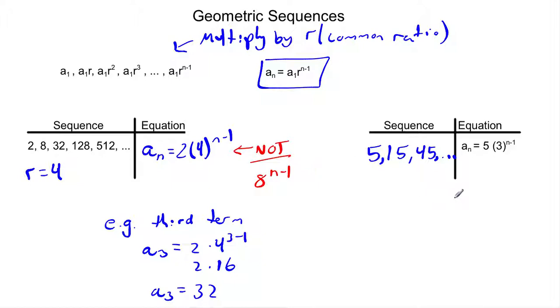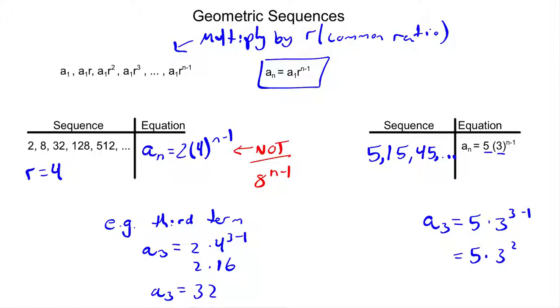Now, we could check this too, right? So we could say, all right, what's the third term here? So a sub 3 is 5 times 3 to the 3 minus 1. So this is going to be 5 times 3 squared. 3 squared is 9. 9 times 5 is 45. Bingo, we have our third term. So we don't need to work this out for each term. If we realize this is the first term, this is the common ratio, what I'm multiplying by each time, so that's good.